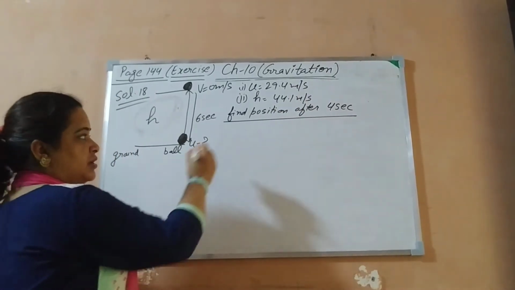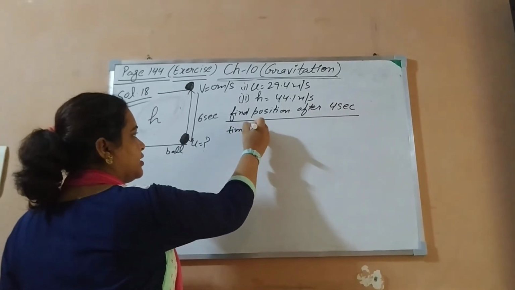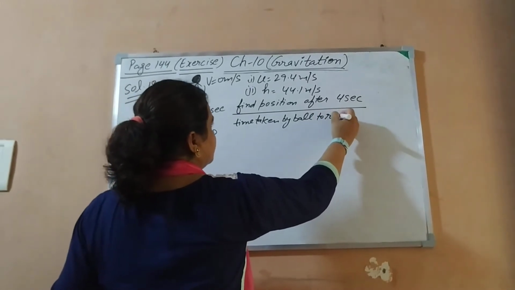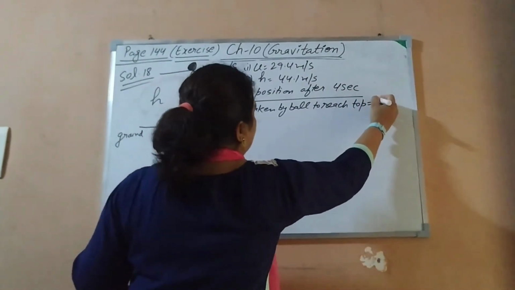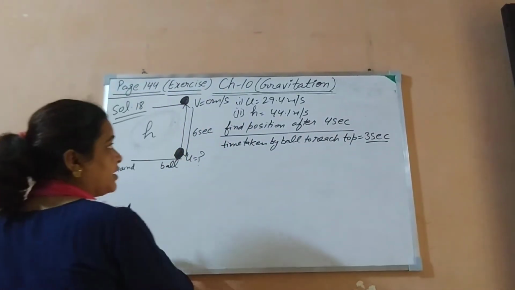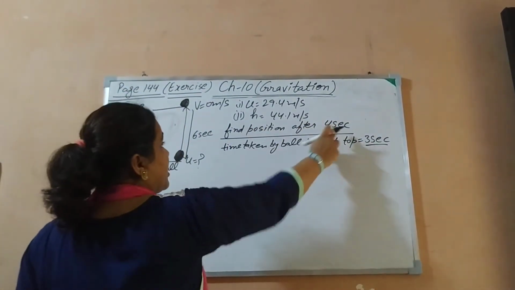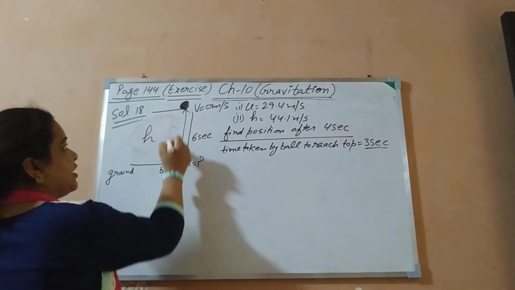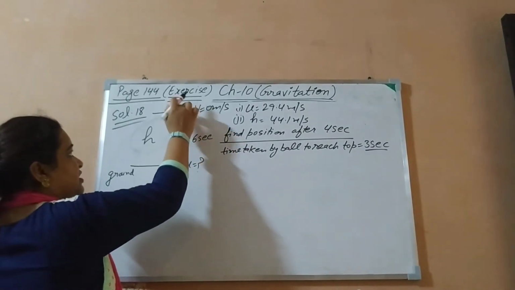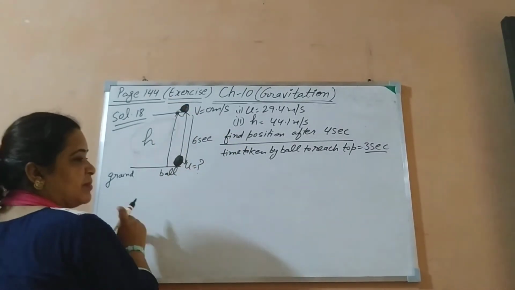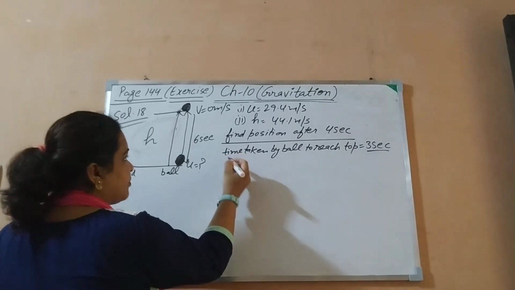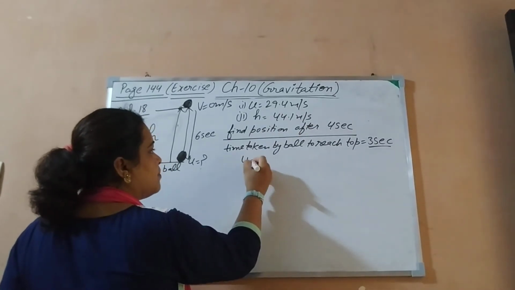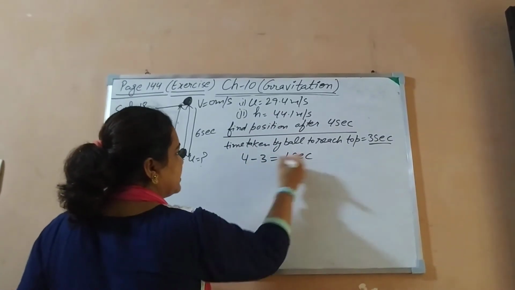We know that the time taken by the ball to reach the top is equal to 3 seconds. In the starting we have calculated, and he is asking to find the position after 4 seconds. Means in total 4 seconds is given to you. So in 3 seconds the ball will reach the top. How much time is remaining now? The time taken by the ball to reach the top is 3 seconds. So 4 minus 3 is equal to 1 second.